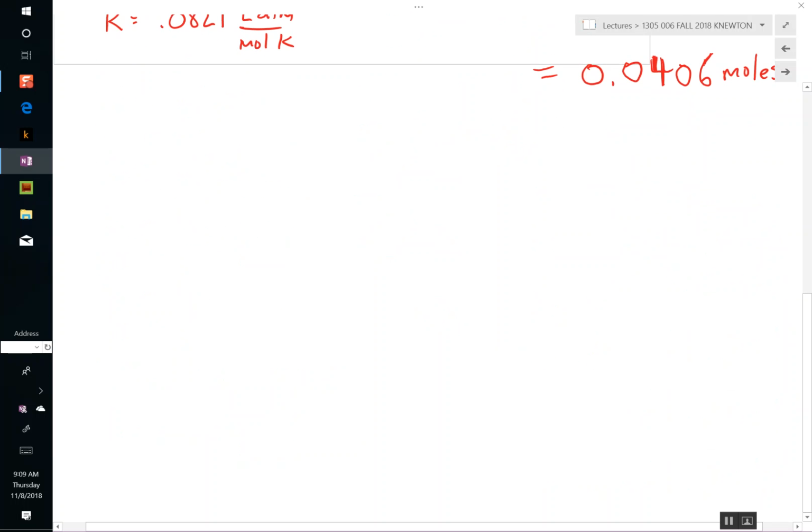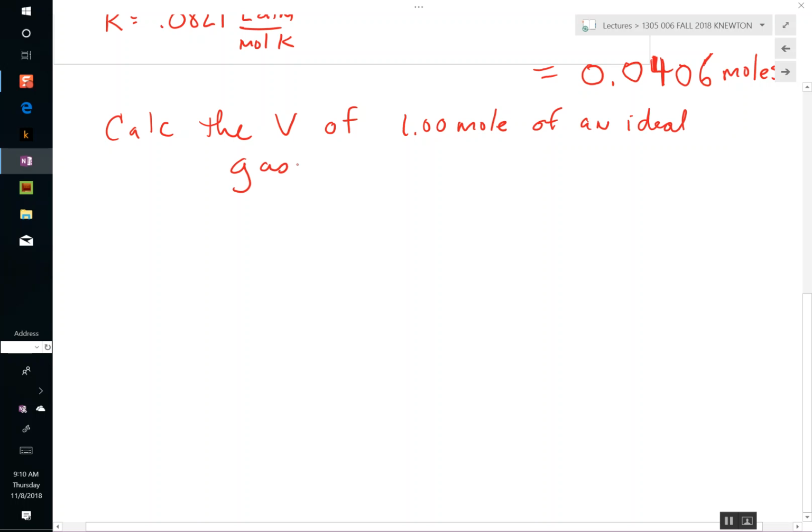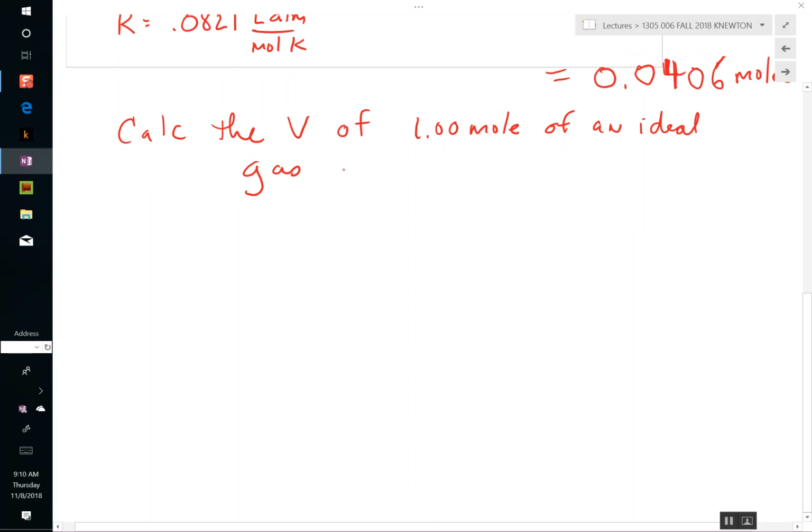This is going to be: calculate the volume of 1 mole of an ideal gas. Oh, wait a second, I have to introduce one other thing. Ideal gas at 273 Kelvin and 1 atmosphere. Hang on one second.